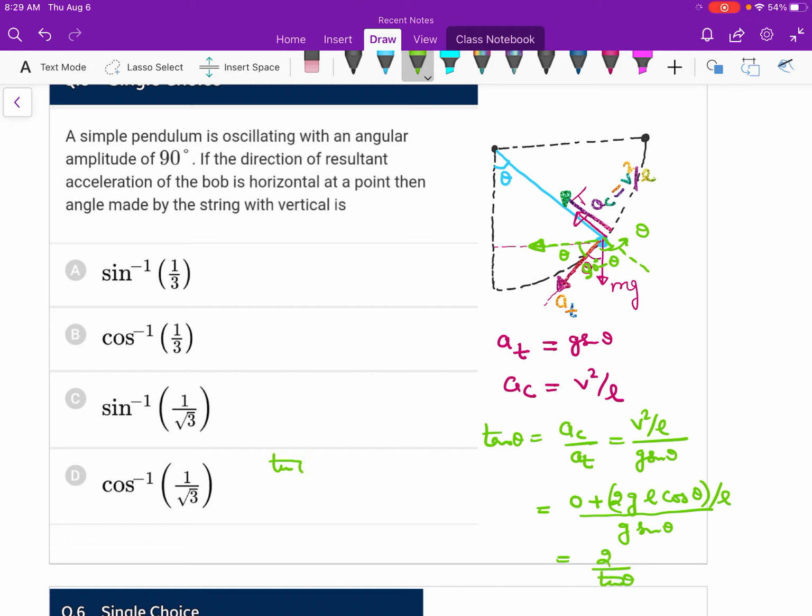So tan theta is root 2. So cos theta is base, which is 1, upon hypotenuse, which is root of root 2 square plus 1 square, under root. So theta is cos inverse 1 by root 3.